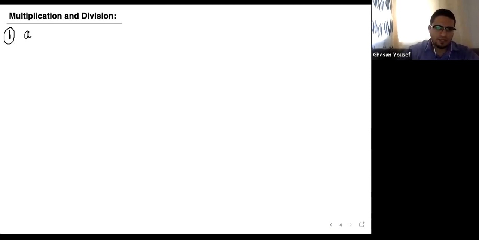So if I have the fraction a over b times c over d, in the multiplication we multiply the numerator of the first fraction with the numerator of the second fraction, and in the same way we multiply the denominator of the first fraction with the denominator of the second fraction. So the answer here is a times c over b times d.